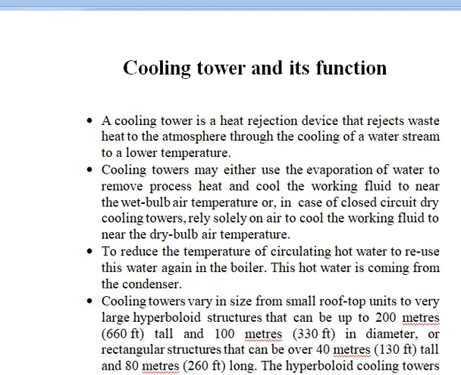It is nothing but the heat rejection device that rejects waste heat to the atmosphere through cooling of water to a lower temperature. That means the cooling towers might either use evaporation of water to remove the process heat and cool the working fluid to near the wet bulb air temperature, or in case of closed circuit, dry cooling towers rely solely on air to cool the working fluid to near the dry bulb air temperature.